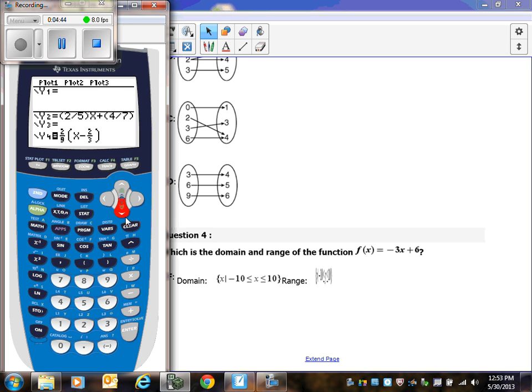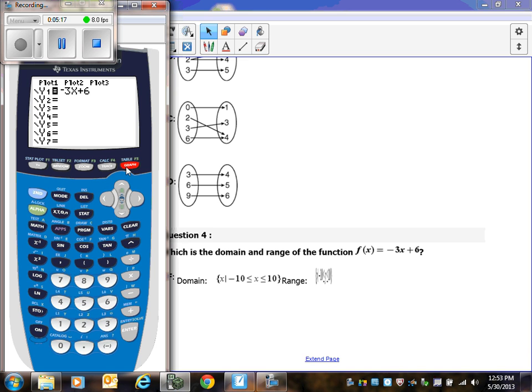So let me clear out these that I already had in here. All right, and let me go back to the top. So now we have -3. And again, just be careful that when you're typing in a negative, make sure you're using this negative key and not the subtraction key. And I want to be back in y equals, so I'm sorry. So negative 3x plus 6.